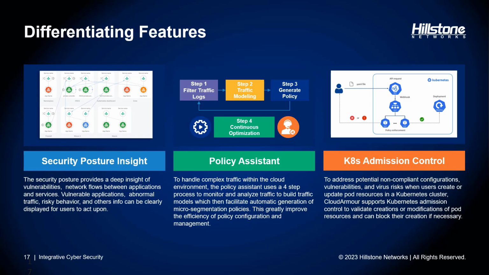It uses a 4-step process as listed here to monitor and analyze traffic data based on designated time and hit policy configurations. It then uses this analysis to build traffic models that represent how data moves within the network. With these models, the system can automatically generate micro-segmentation policies. This greatly improves the efficiency of policy configuration and management.